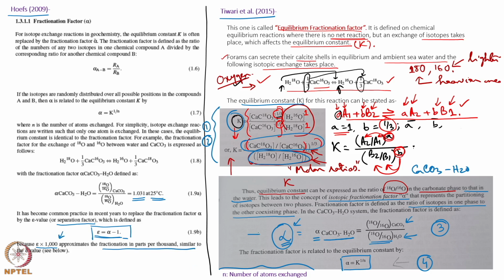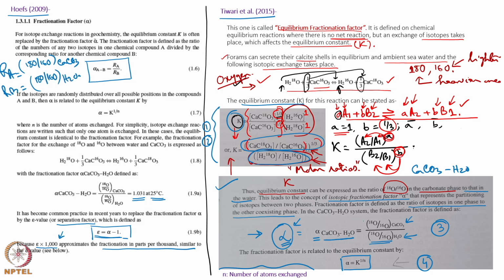What was written here, alpha, in this way the general symbolic presentation can be alpha A-B equal to R A divided by R B. What is R A? From this equation, taking that example, R A is equal to 18O by 16O for CaCO3 and R B is equal to 18O by 16O for H2O.